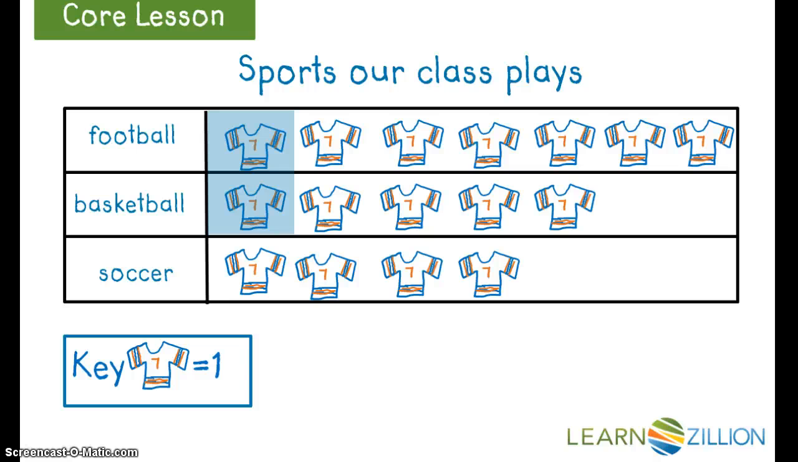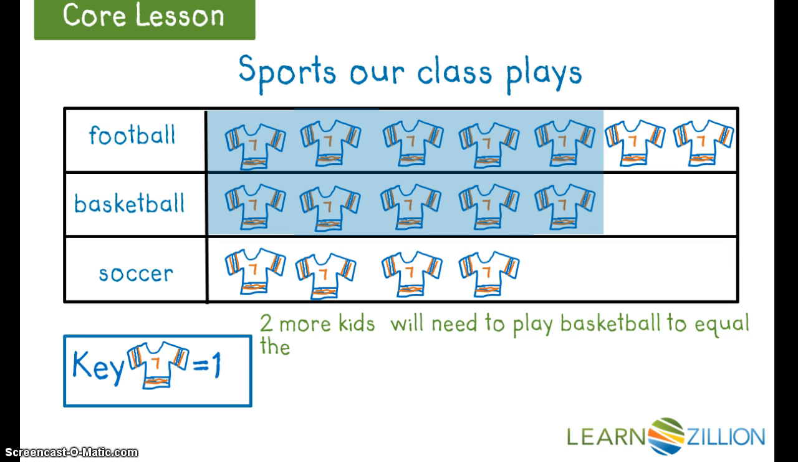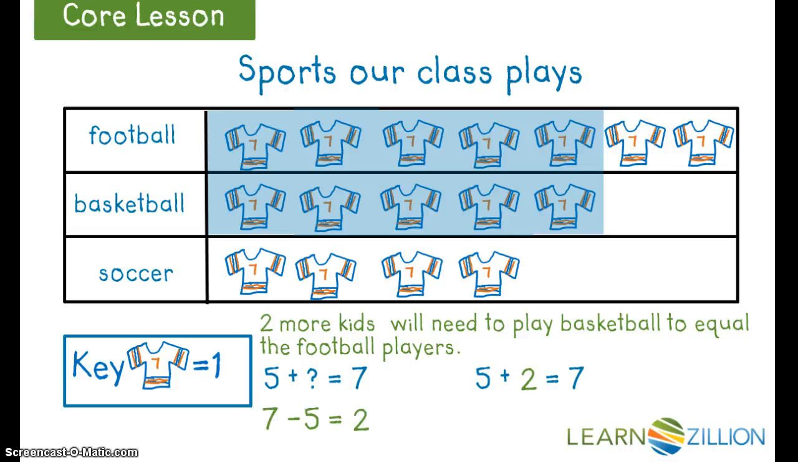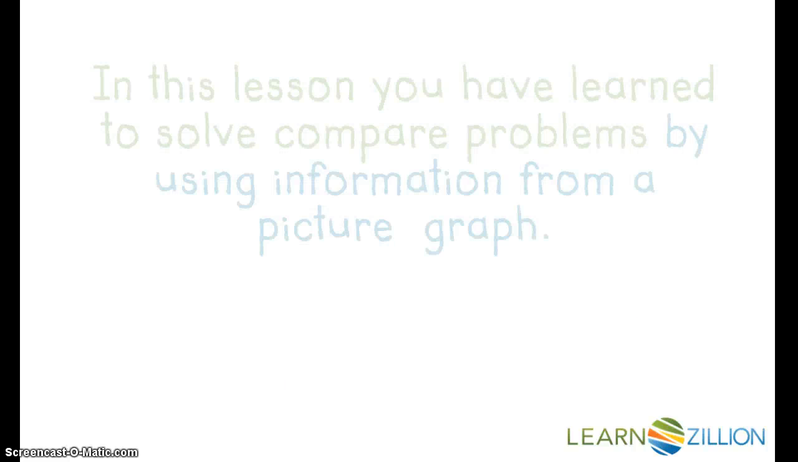Let's take a look at football and basketball. How many more kids would have to play football than basketball to be the same total? Or I could say, how many fewer kids play basketball than football? Looking at these two categories, I see that 2 more kids will need to play basketball to equal the football players. 5 plus what number equals 7? 5 plus 2 equals 7. Or I could have used subtraction to say 7 minus 5 equals 2.